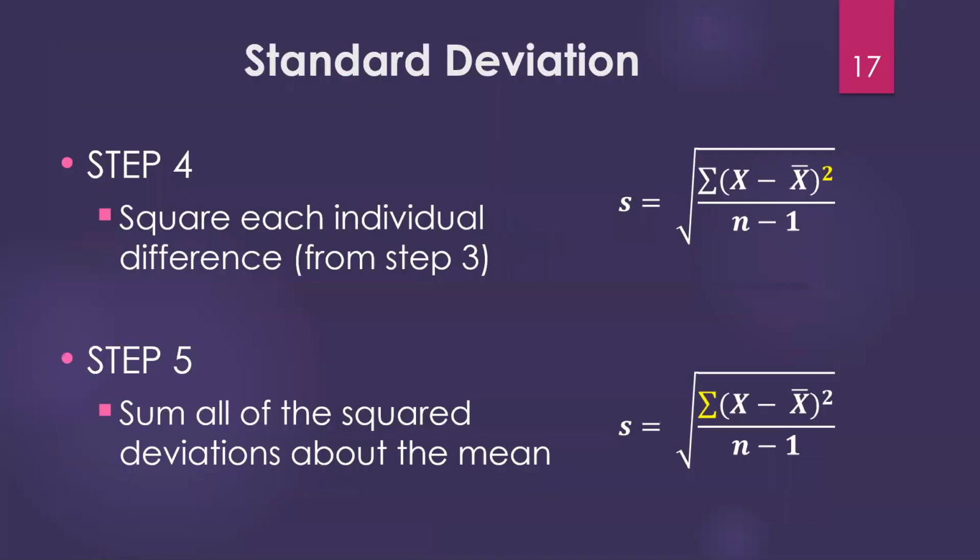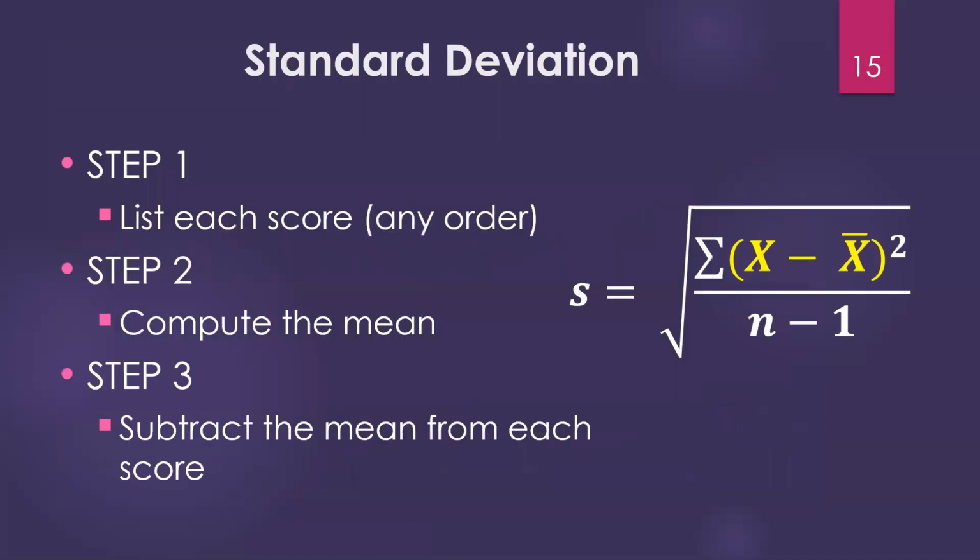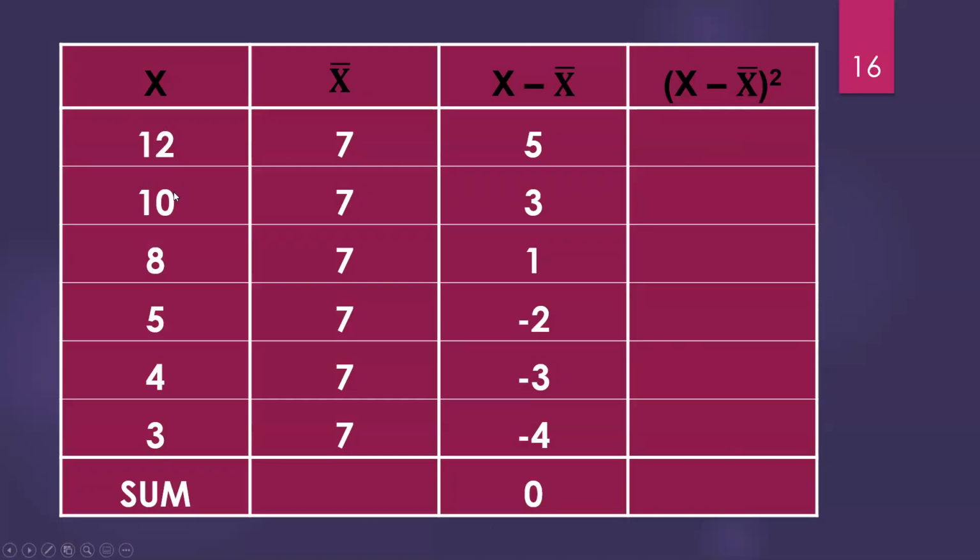So let me kind of go back and recap these last couple of steps in case it's helpful. So first step is to list all of the values. Step 2, calculate the mean. That goes in column 2. Step 3 is subtract the value in column 2 from column 1. So 12 minus 7 equals 5.